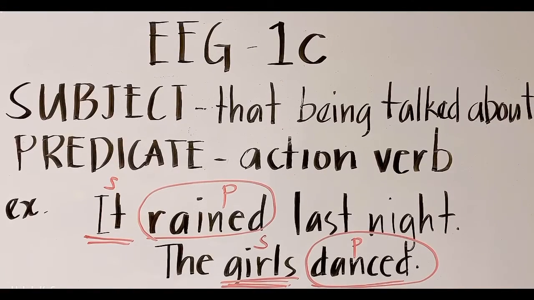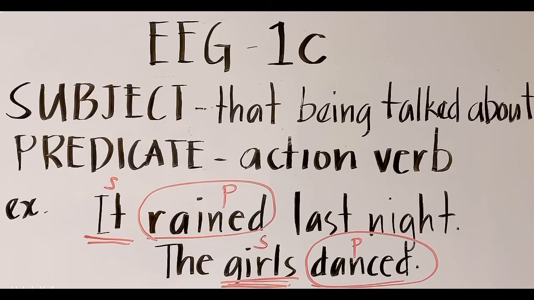This sentence has a subject and a predicate, so it conveys a complete meaning or a complete thought. You understand that the girls danced. And likewise with the first sentence, it has a subject and a predicate. You understand that it rained last night. It conveys a complete meaning, a complete thought. That's why you understand this sentence.